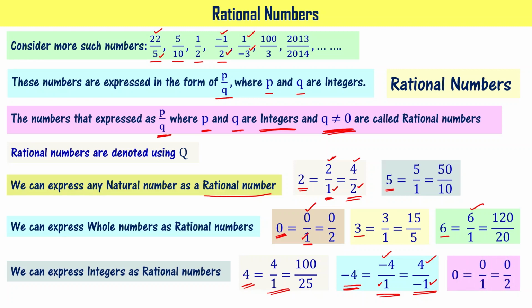Similarly, 0 is an integer. 0 can be written as 0 by 1, 0 by 2, etc. Right? Now, what you have learned is that rational numbers are expressed as p by q, where p and q are integers and q is not equal to 0. That is 1. And we have also learned that any natural number or whole number or an integer can be expressed as a rational number, right? With that in mind, let's see what it means by rational numbers further.